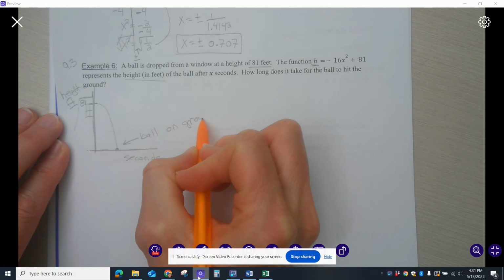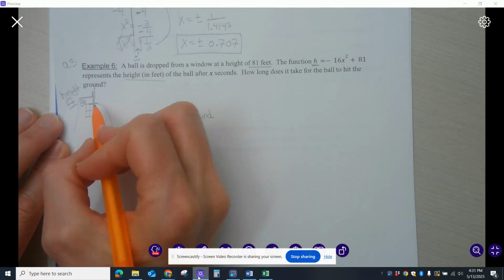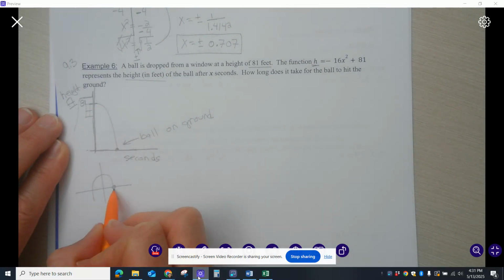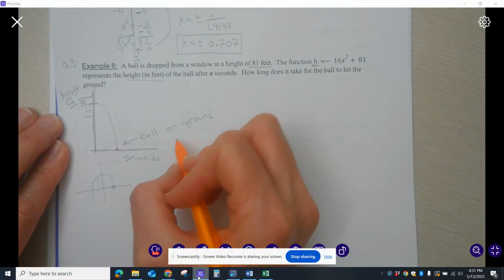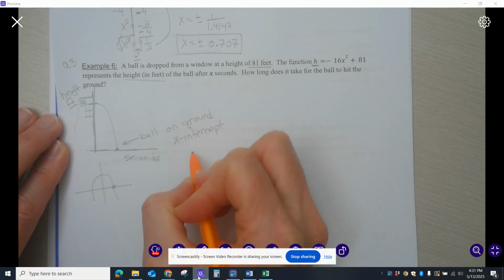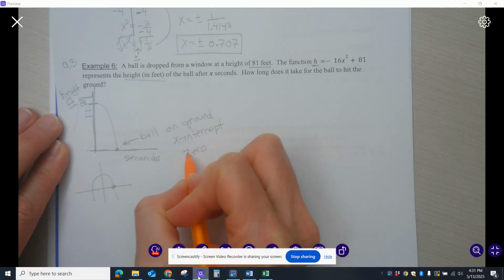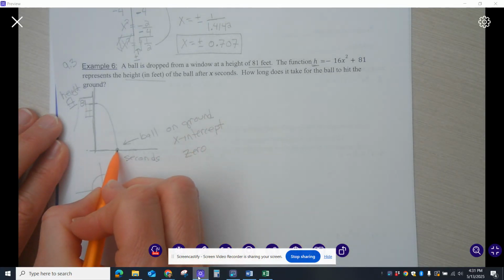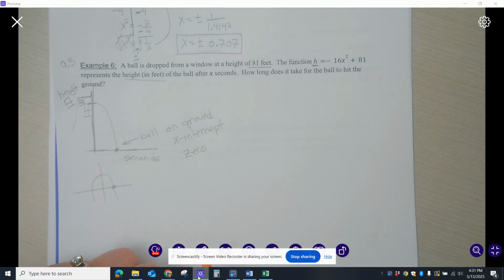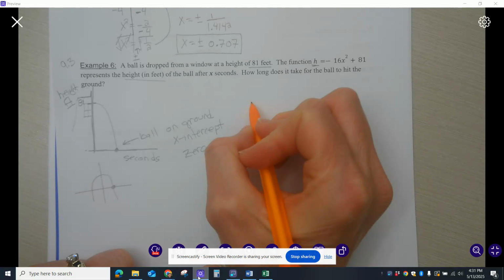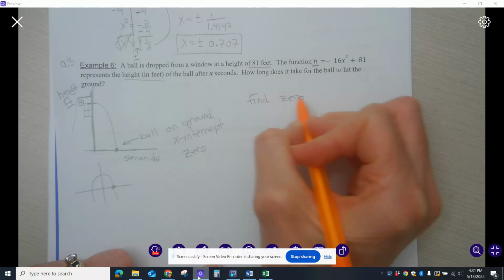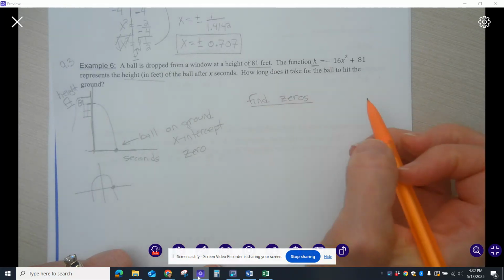Ball on the ground. So that point where our parabola, I'm just going to put a little sketch here, where our parabola intersects the x-axis is called an x-intercept, or a zero. We call it a zero because the y value is 0. A ball on the ground has no height, so the y value is 0. So we are finding our zeros, or our solutions, or our x-intercept. Okay, so we're finding our zeros.